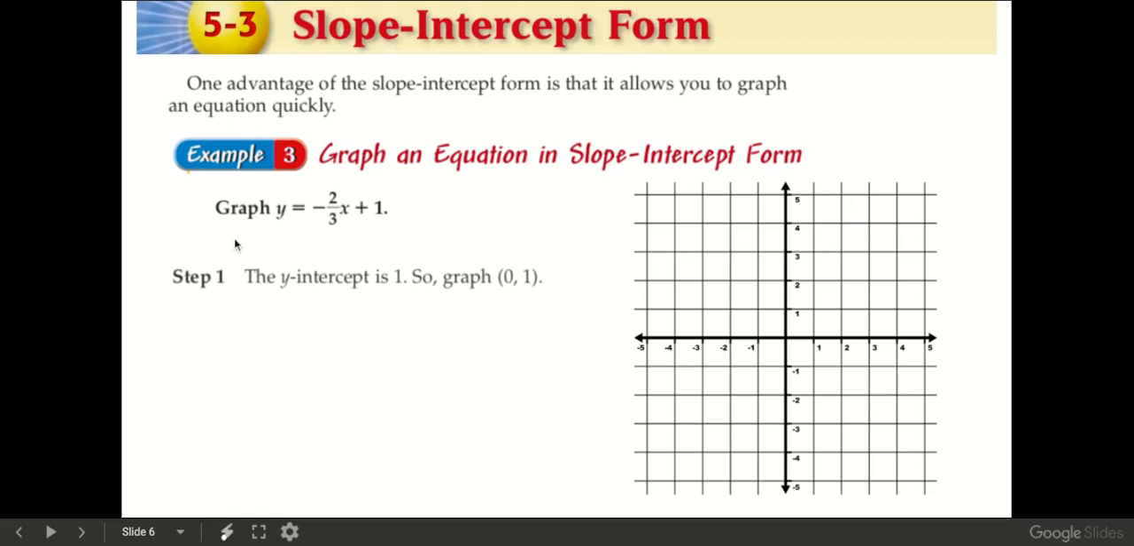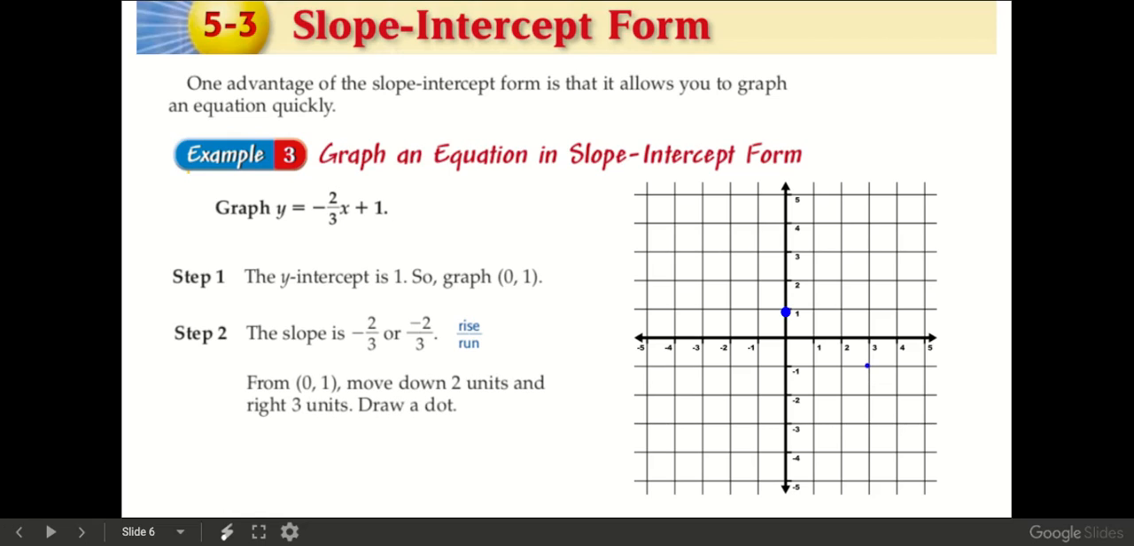I'm going to start off with step 1. I'm going to put a point on the y-intercept. Since I know the y-intercept is +1, that would be located right up here. There's my y-intercept. It crosses the y-axis at +1, at (0, 1). Step 2: I know my slope is -2/3, so I can rewrite it as rise over run. I'm going to go down 2, run 3. So I go down 2, and then to the right 1, 2, 3. And that would be my second point.